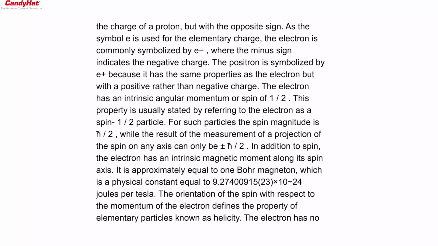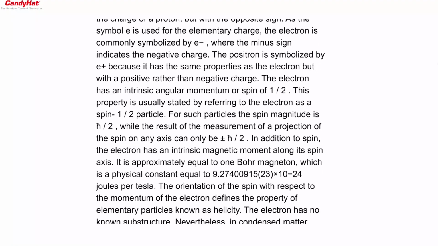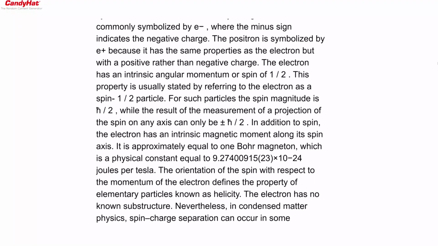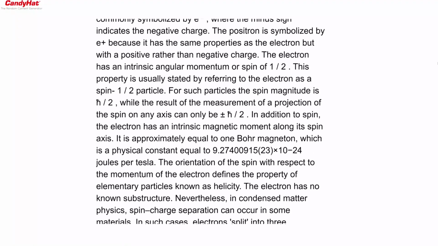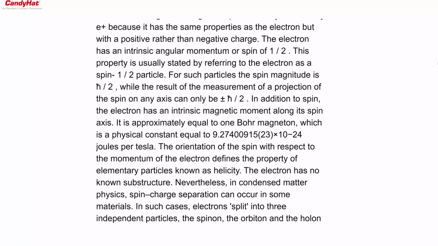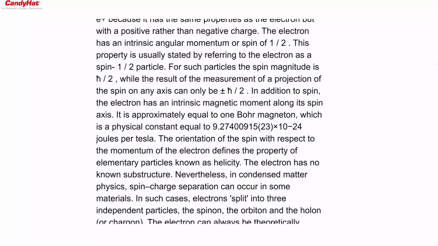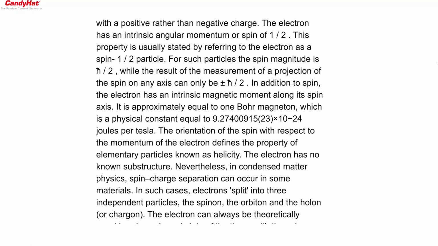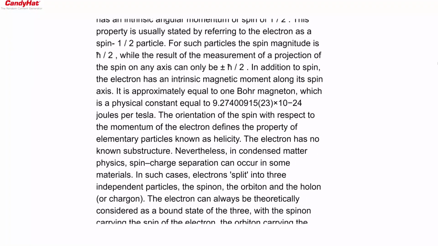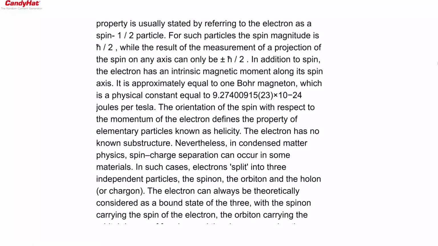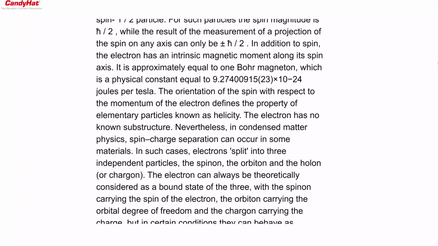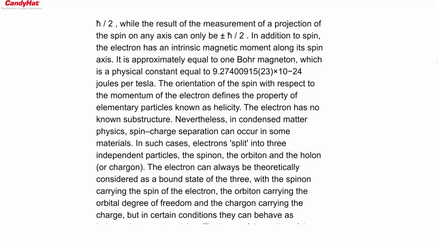1/2. This property is usually stated by referring to the electron as a spin 1/2 particle. For such particles, the spin magnitude is ħ/2, while the result of the measurement of a projection of the spin on any axis can only be plus or minus ħ/2. In addition to spin, the electron has an intrinsic magnetic moment along its spin axis.